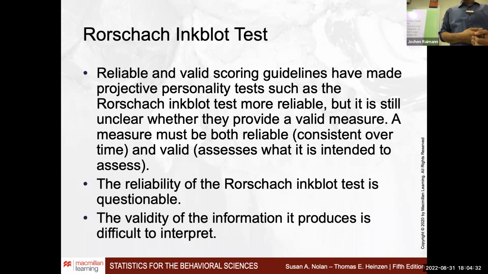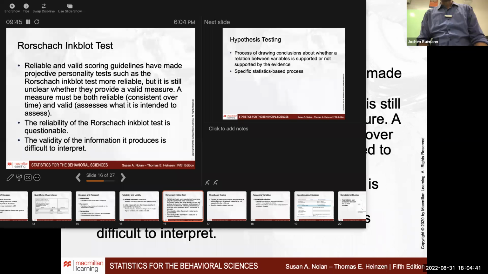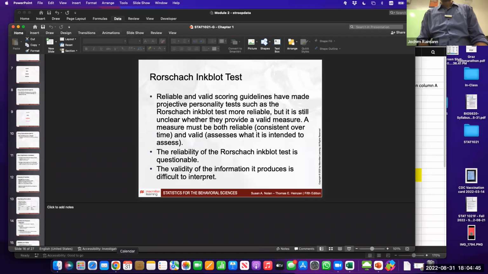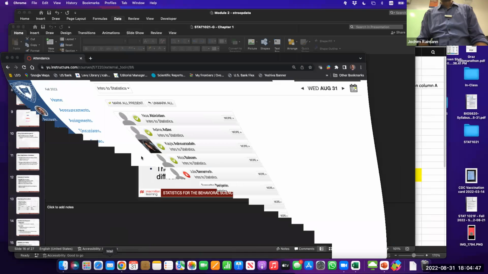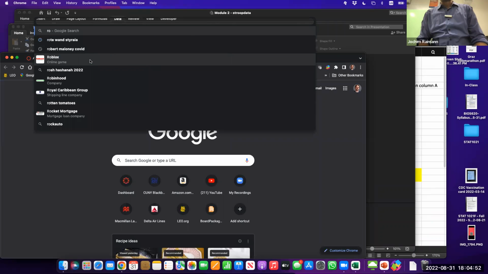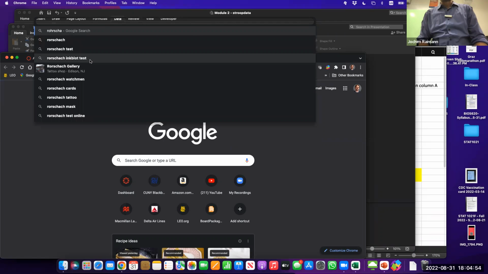Is it when they show you the paper and it's just a blob and say, what do you see? Let's have a look. Let me show you what Dr. Google says. So it has a very characteristic shape. Rorschach ink blot test. Here we go.